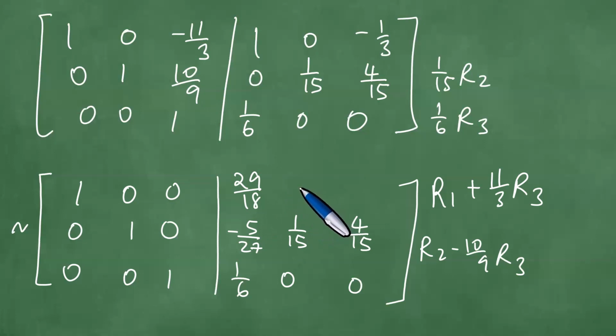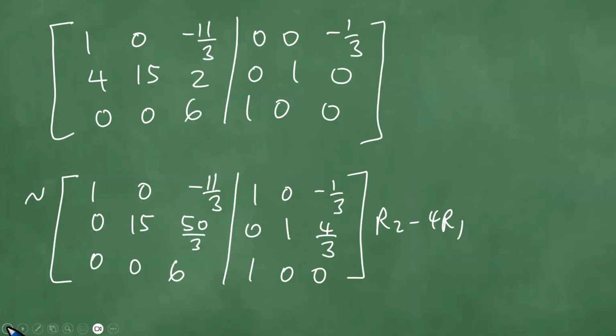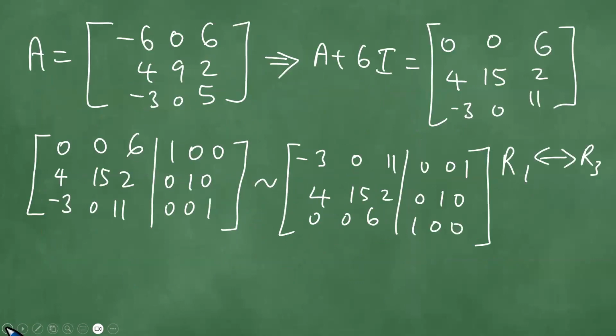And then we have this one here, which is row 1 plus 11 out of 3 of row 3, which is 0 minus 1 out of 3. Okay, I need to cross check the matrix inverse, please, and make sure that this matrix inverse is the correct one, because we're just doing it. So there is a chance of human error.